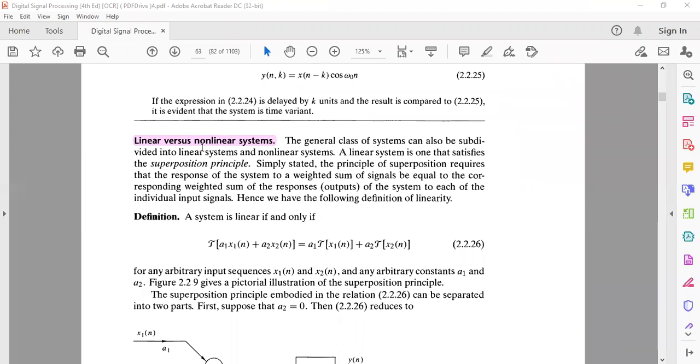The general class of systems can also be subdivided into linear systems and non-linear systems. So a linear system is one that satisfies the superposition principle. We need to understand what the superposition principle is.